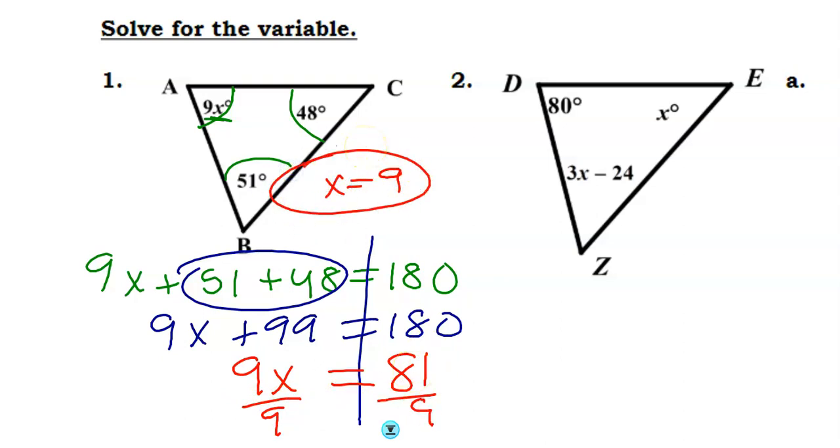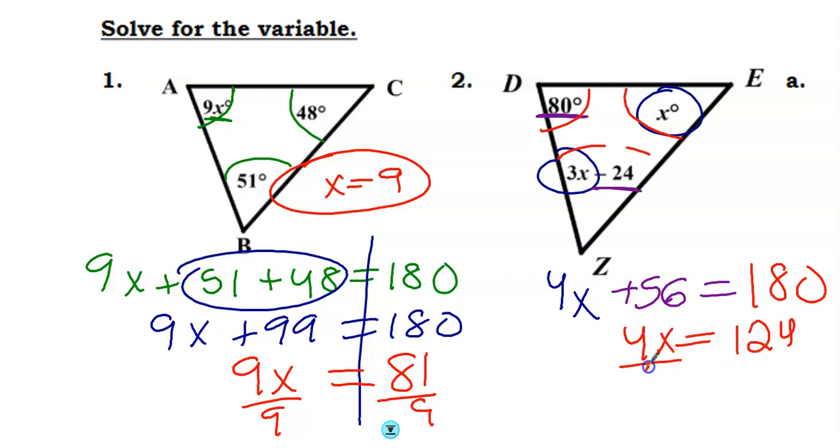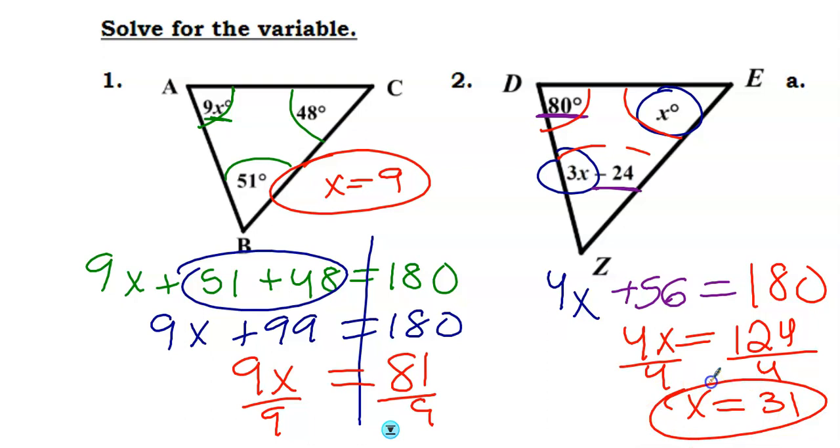Okay, now let's work it out for number 2. Let's combine terms before we get started. So x and 3x is 4x, and then I have 80 and negative 24. So I can combine it inside the triangle. So that's 56, and again, all three angles add up to 180. So now subtract 56 and divide by 4, and find out what x equals. So that equals 31. So we figured out the answers for number 1 and number 2.